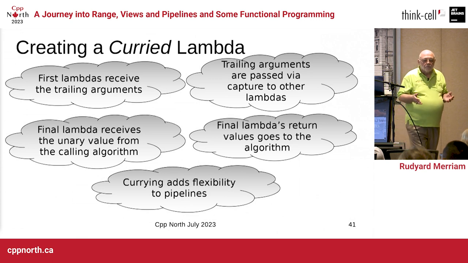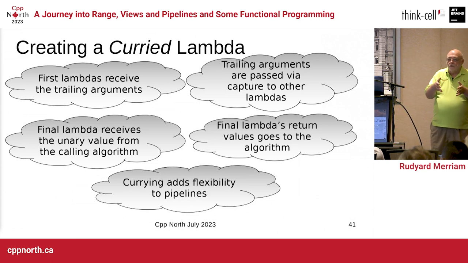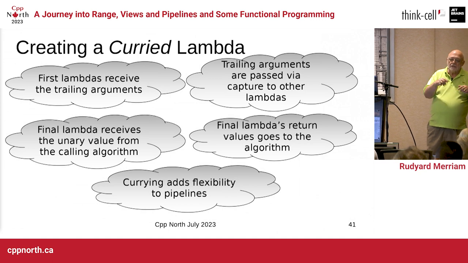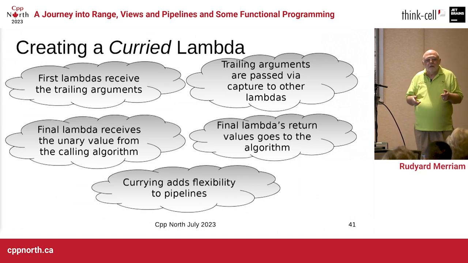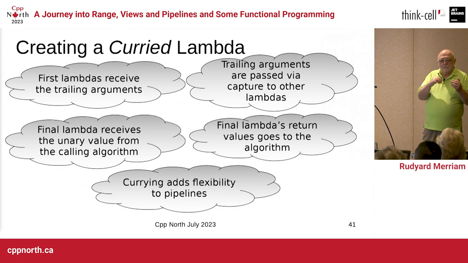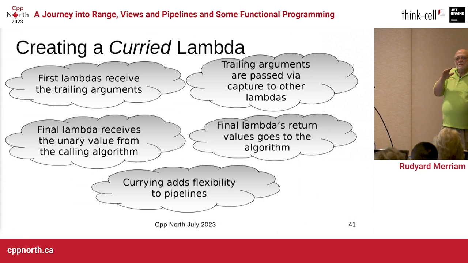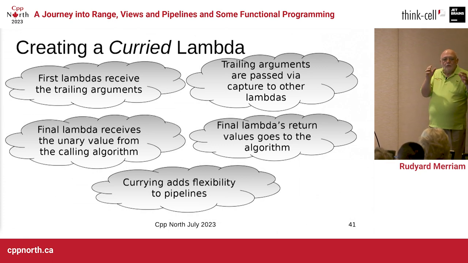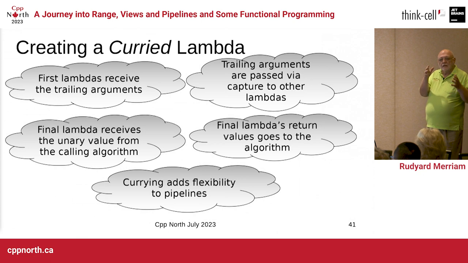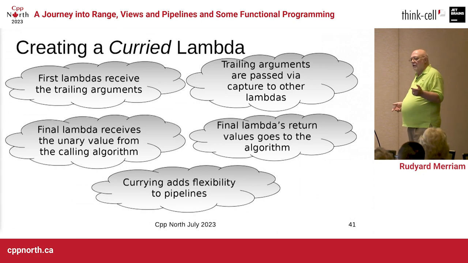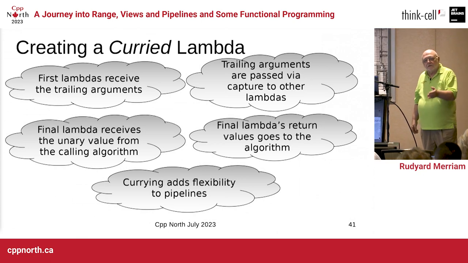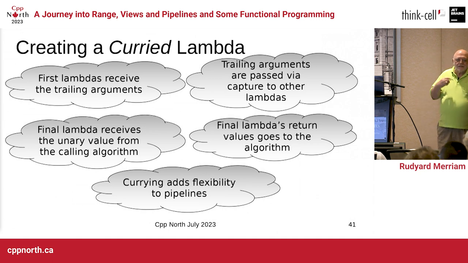Currying adds flexibility to pipelines. You can stick in this currying to expand the capabilities, testing, whatever you're doing, to pass values to your actual function that you want to perform, while still staying with some known names in the pipeline. Everybody knows what take is, everybody knows what filter is, they know what transform is. If they see something else strange in there, then they have to think a little bit harder, and that's difficult for some people.